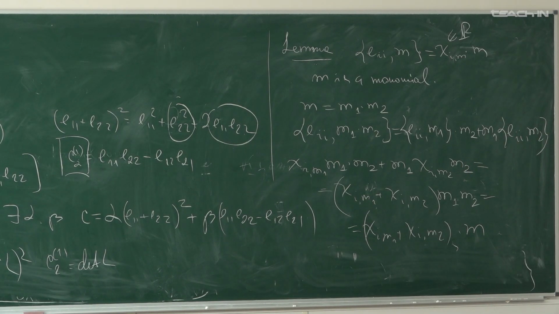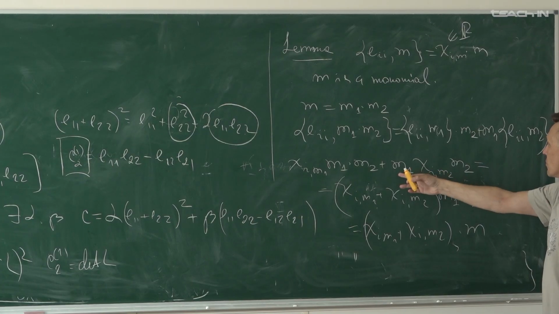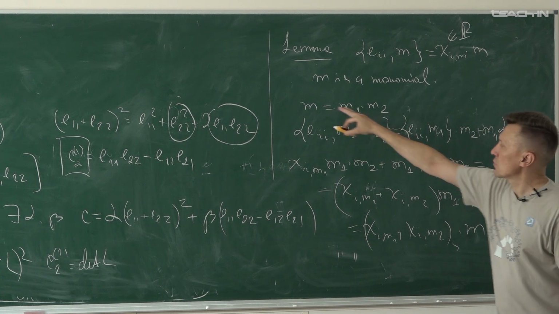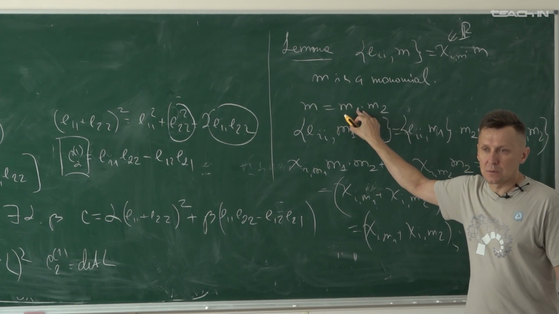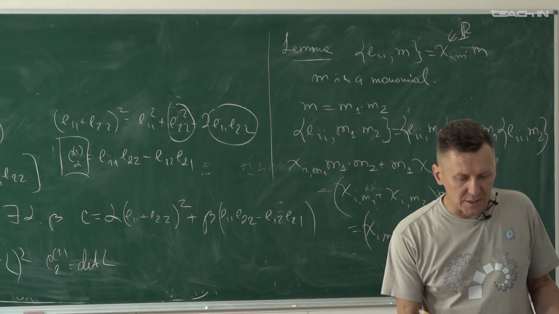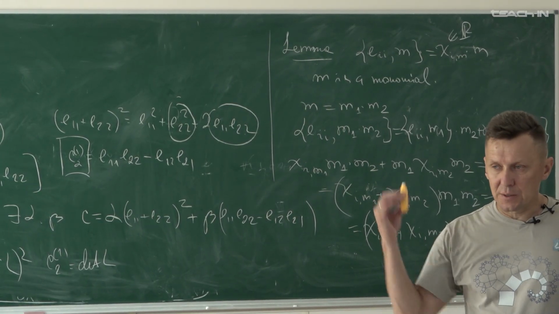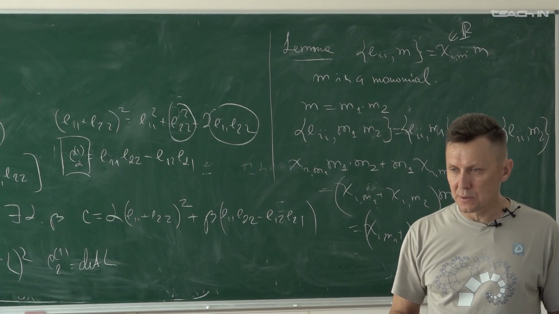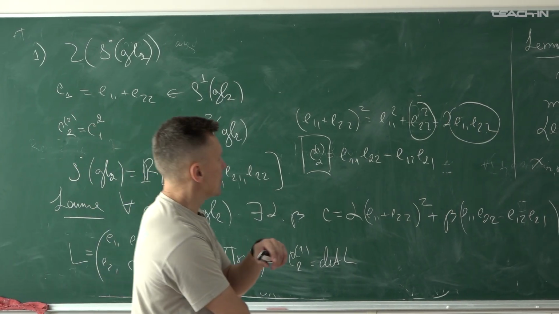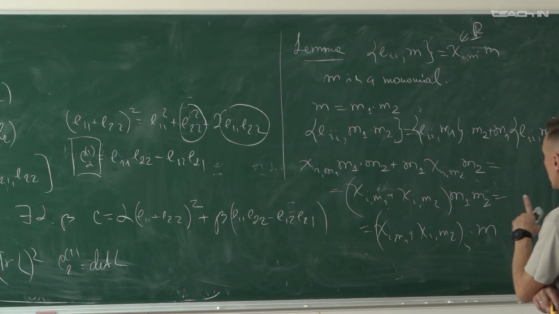So if the statement is true for the monomials of the lower order, this one and this one, then it is true for the product. And as a base of the induction, we can consider just the linear generators, and the statement is true for the linear generators. It allows us to make some condition on monomials in the central elements.